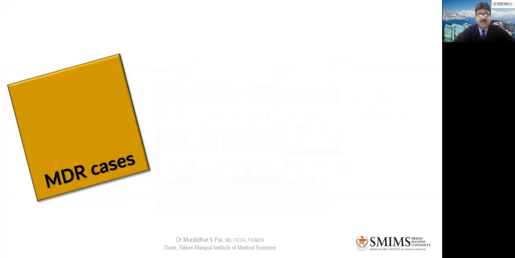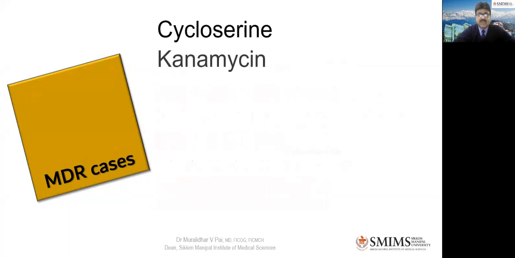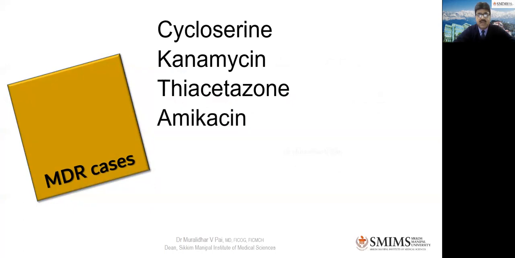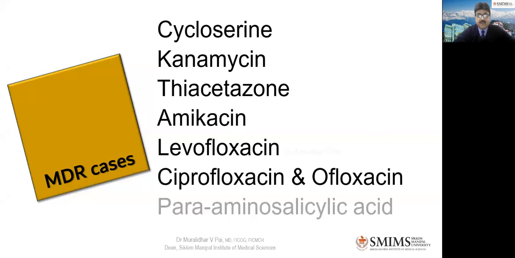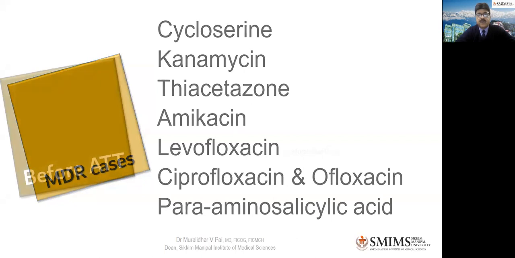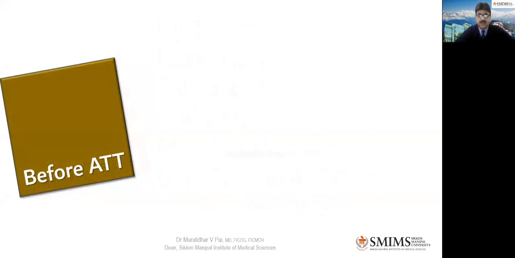MDR cases. What is MDR? Multiple drug resistant cases. You can choose other drugs like cycloserine, kanamycin, thiacetazone, amikacin, levofloxacin, ciprofloxacin, and ofloxacin, para-aminosalicylic acid. These are the drugs that are used for multi-drug resistant cases. You have to simultaneously treat maybe sometimes HIV.